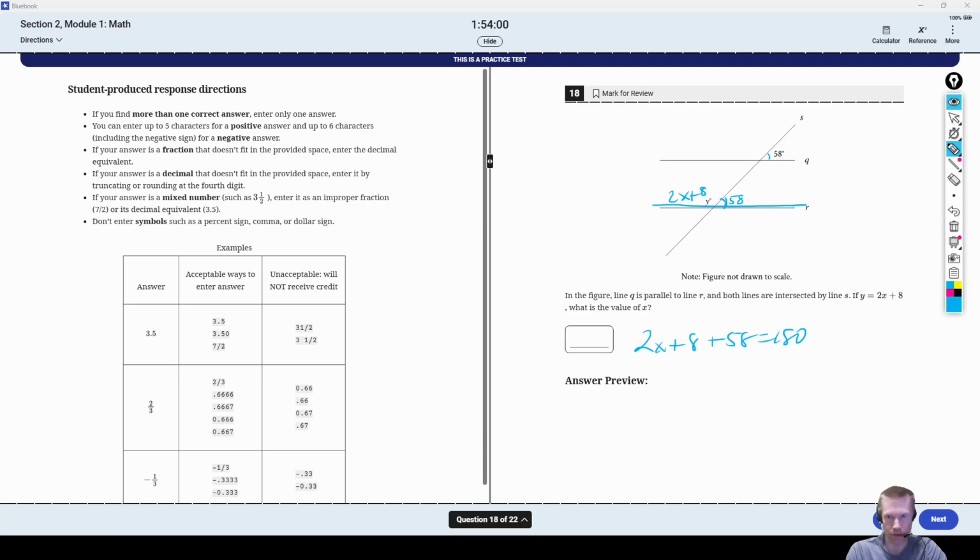By the way, this is a curve, but it's still the number 58. They add up to 180 degrees; they're supplementary. So 2x plus 66 equals 180. 2x equals 14, x equals 7. No, sorry, 180 minus 66 is 114, so 2x equals 114. This is 57, not 7. The correct answer for this one is 57 for the value of x.